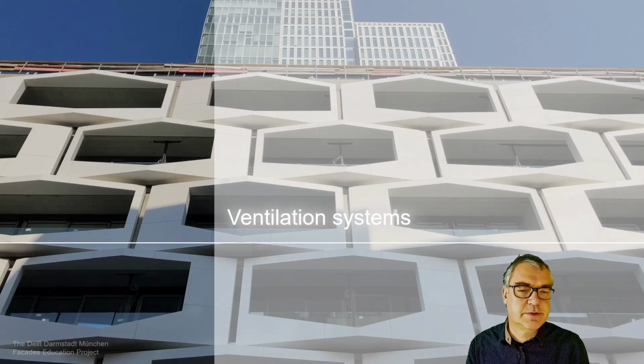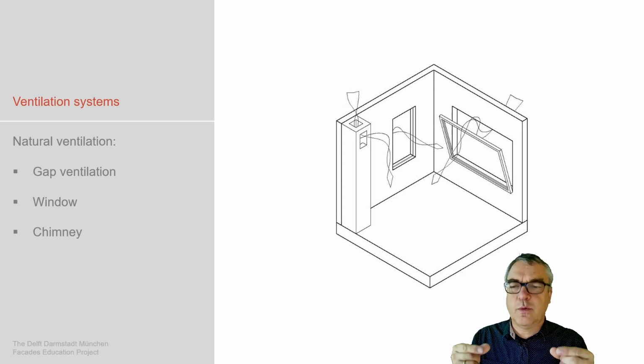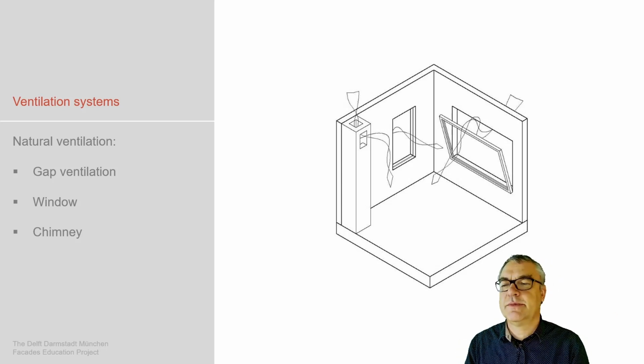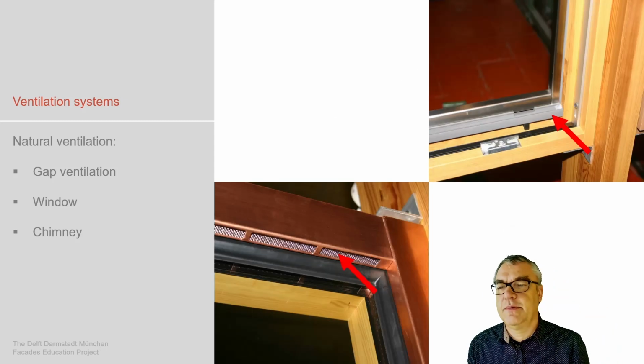Ventilation systems, which we would like to discuss. Natural ventilation: gap ventilation, so a small gap placed somewhere at the window, which we are going to see in a minute in some detail. The window itself, an openable window with all the percentages of ventilation opportunities, and chimneys. Chimneys are implemented in the building and exhaust the air out of the building as a system.